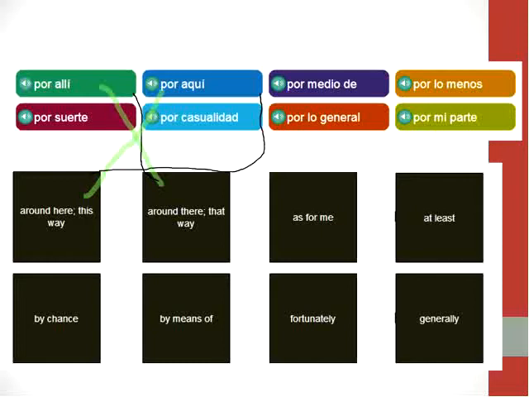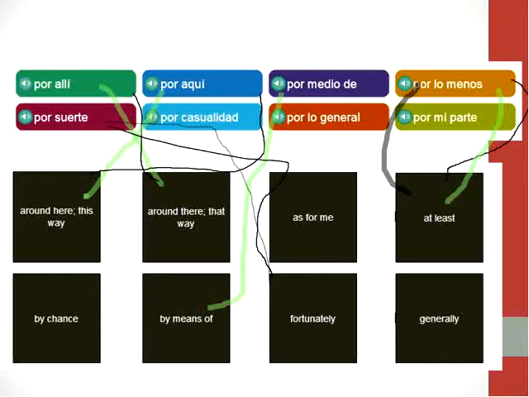Por medio de. What do you think on that one? By means of. Down here. Very good. Por lo menos. This is a common one. At least I use it commonly. At least means at least. How about over here? Por suerte. Suerte is luck. Does that give you a clue? Okay, good.